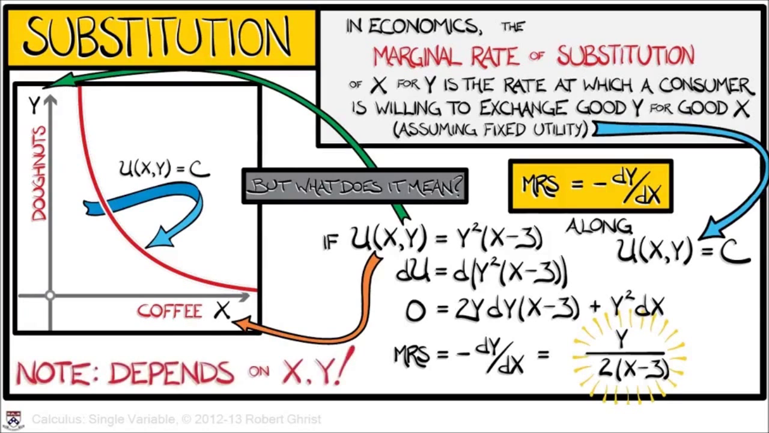Now, what does that actually mean? What that actually means is that depending on my values of x and y, how much coffee I have versus how many donuts I have, my willingness to trade one for the other changes. If I have an equal amount of coffee and donuts, then that's one thing. I might be willing to trade one for another. However, if the amount of coffee that I have is sufficiently low, that is, x is close to 3, it doesn't matter how many donuts you're willing to give me. I'm not going to give up any more coffee.